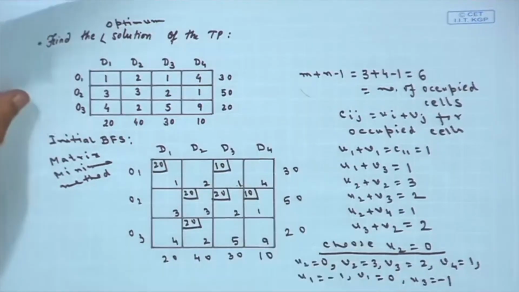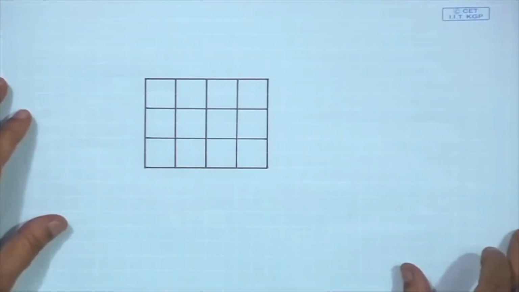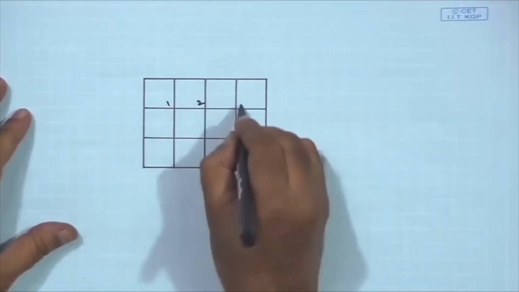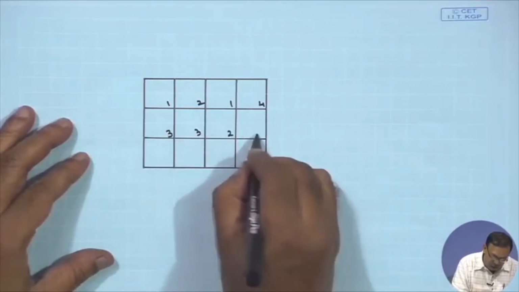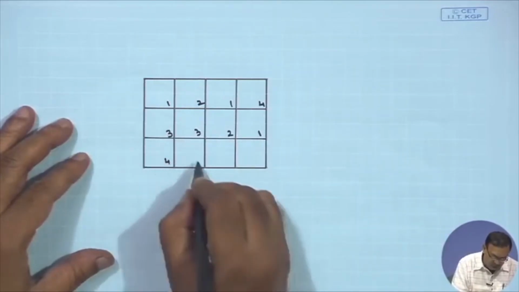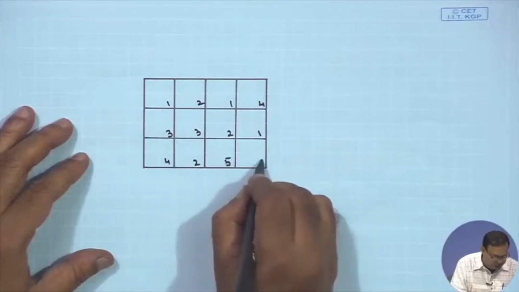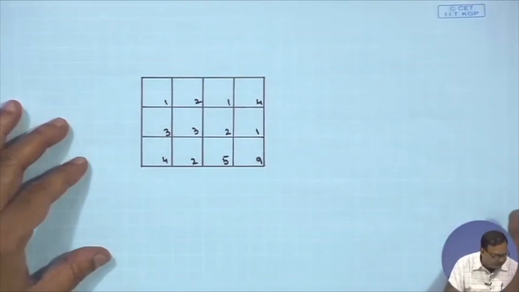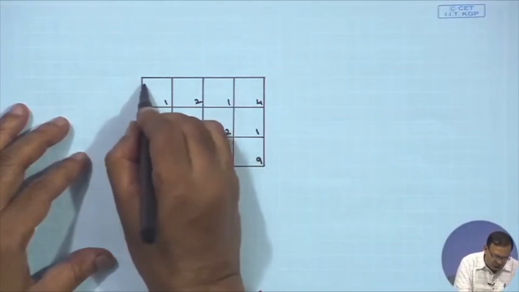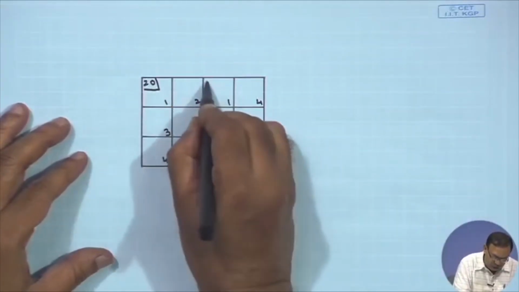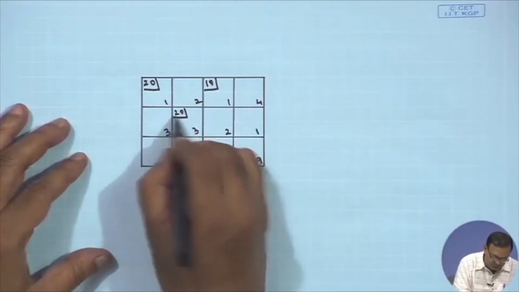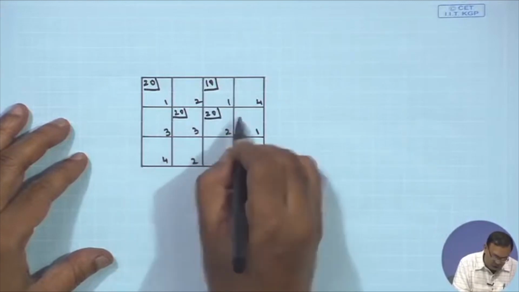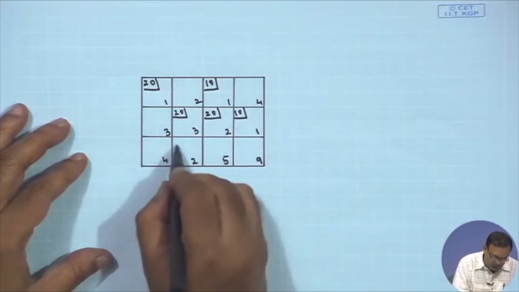Now, rewrite this table this way. You have 1, 2, 1, 4, 3, 3, 2 and 1, 4, 2, 5 and 9. Your allocations were 20, 10 here, 20, 20 and 10, and here it was 20.